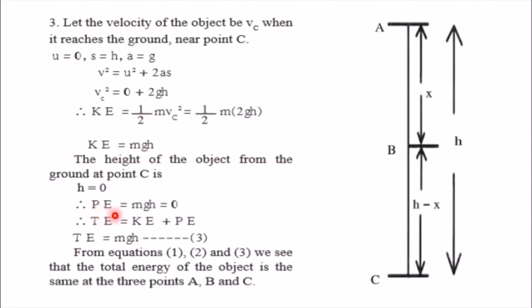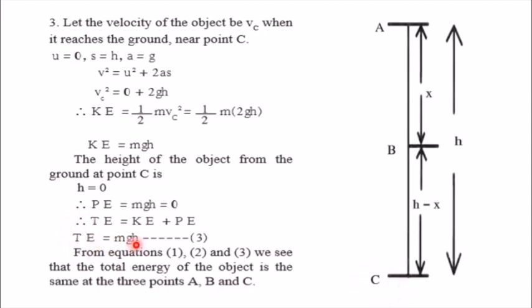Potential energy is equal to, we know the formula, mgh. h is nothing but 0. So mg into 0 is what? 0 only. So that means total energy is equal to kinetic energy plus potential energy. We have found potential energy, which is 0, and kinetic energy, which is mgh. So total energy is mgh plus 0, which is nothing but mgh. So total energy when the object reaches point C is mgh only.